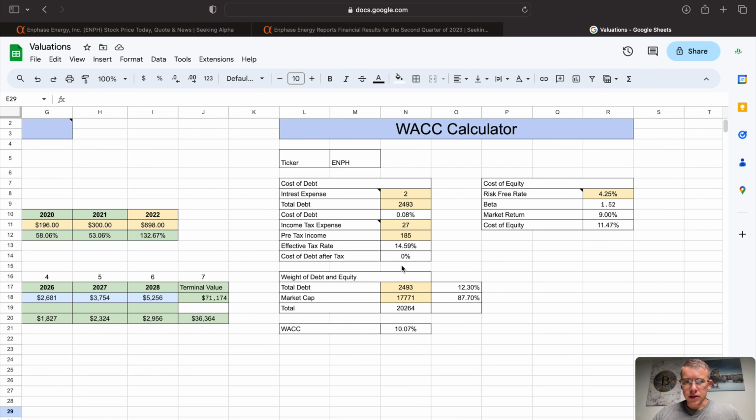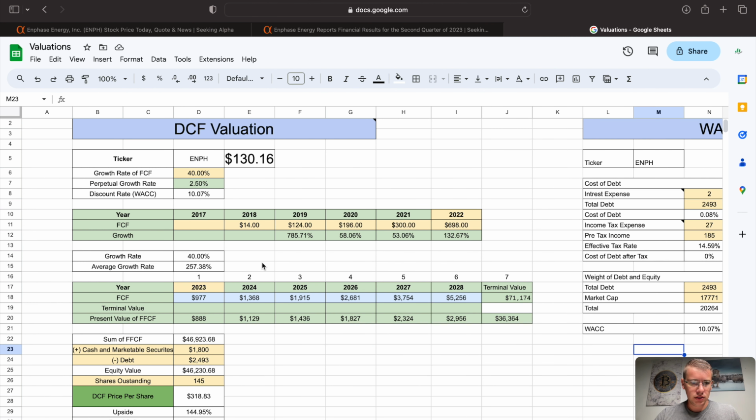And the higher that gets, the better it is for investors. We come over here, we plug in all of our numbers to get a 10.07 weighted average cost of capital. And then that transfers already here. We get 2.5% perpetual growth rate and a growth rate of free cash flow of 40%. To give you an idea of that number, analysts were predicting 40% on their free cash flow growth rate.